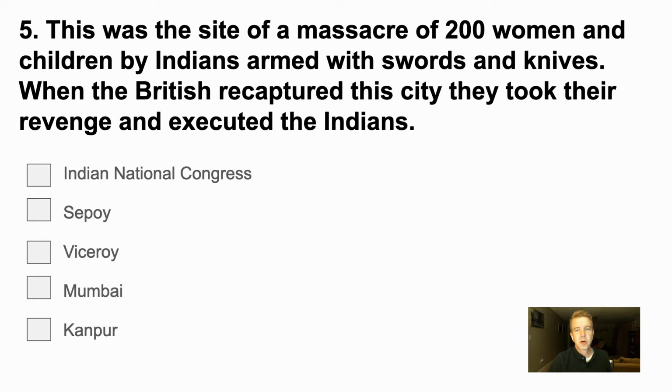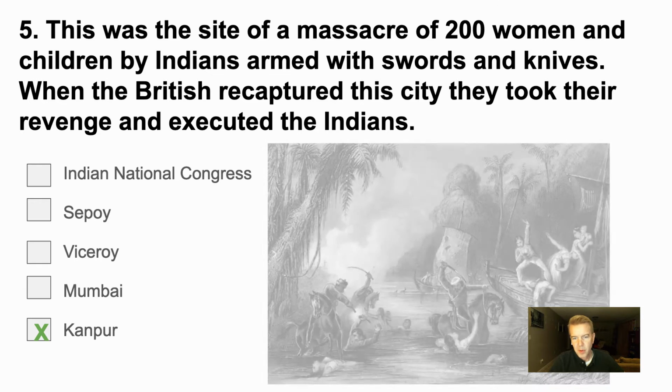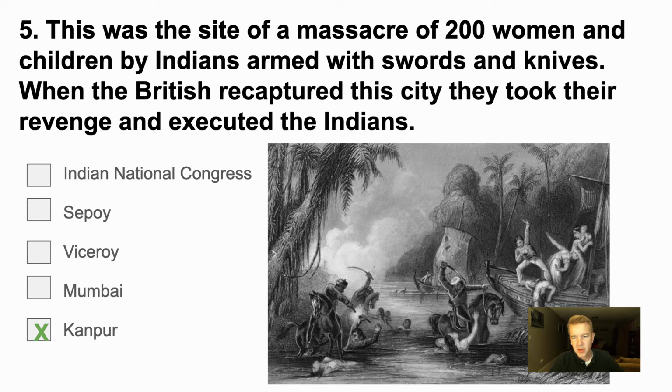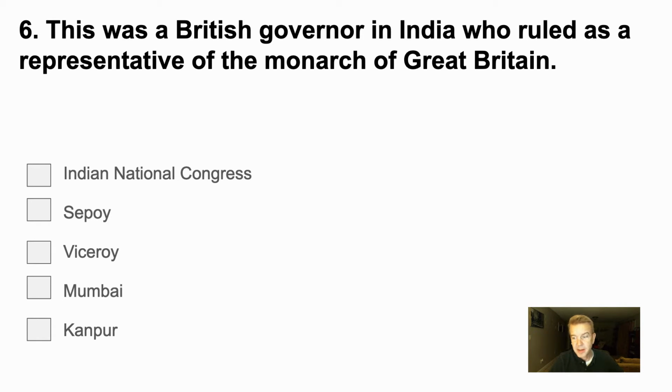This is the site of a massacre of 200 women and children by Indians armed with swords and knives. And when the British recaptured the city, they took their revenge and executed the Indians. This is in Kanpur. Okay. This is sort of a depiction from the British point of view of what happened here. And so when they got done, they actually massacred a much greater number of Indians.